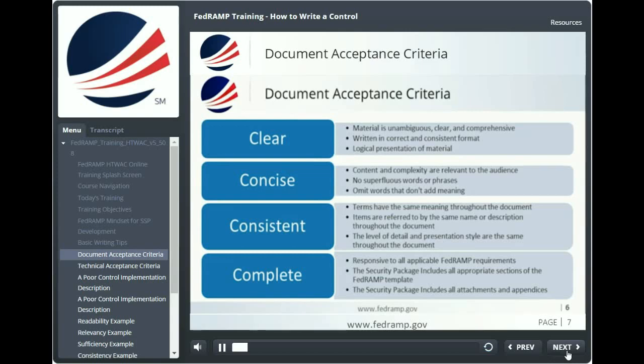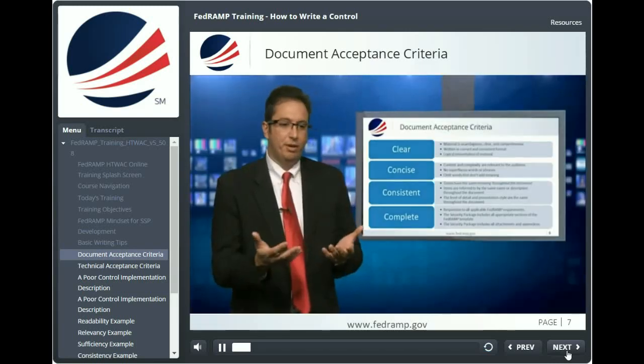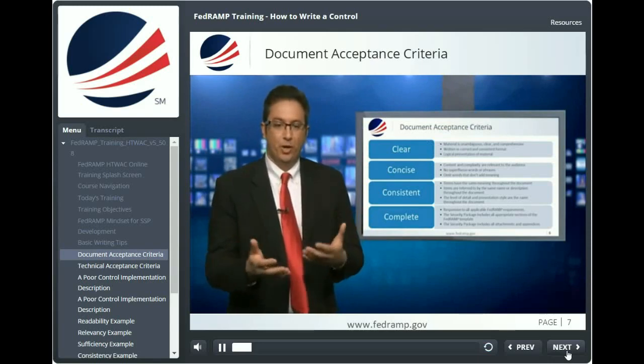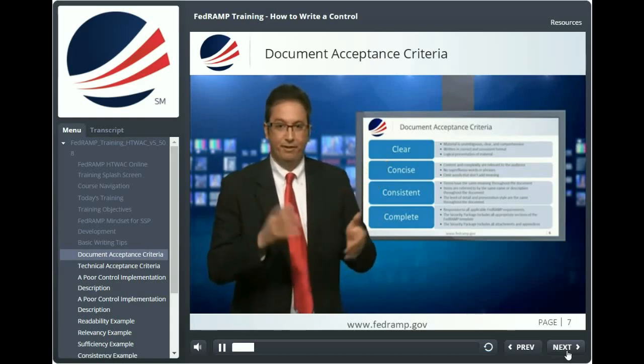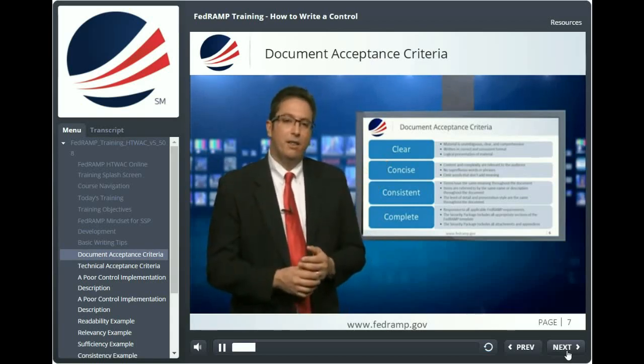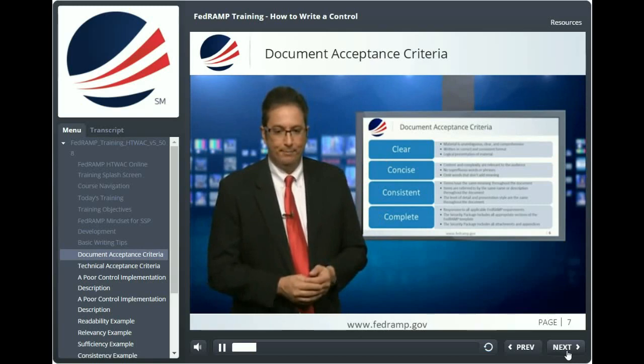We want to be able to understand what you're saying. Make sure it's written in a consistent and correct format, and that there's a logical presentation of the material. We want information to flow. We want to be able to see that story, not have things going out into left field, right field, center field, all that. So that's what we're talking about when we talk about clear writing.